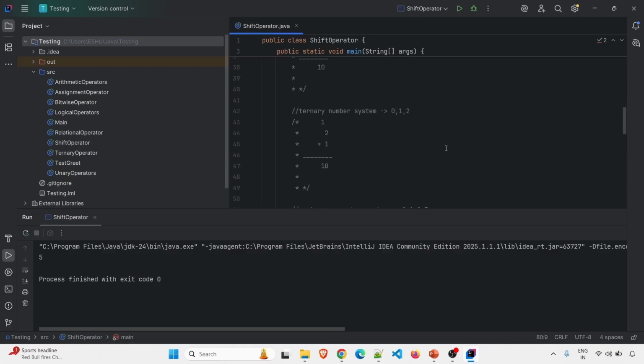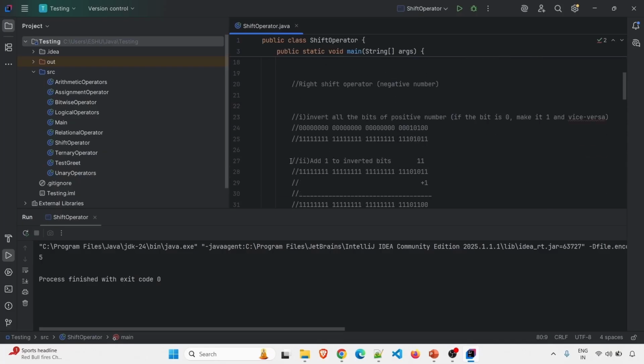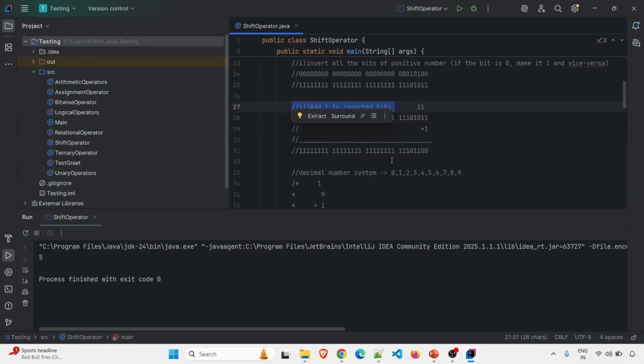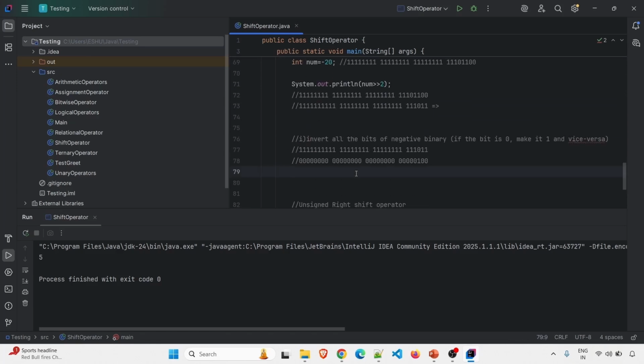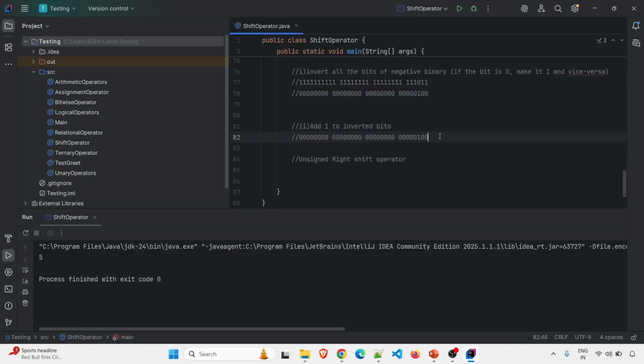Again, we have to follow the second step. The second step is to add 1 to the inverted bits. Now we have to take this inverted bit and add 1 to it. So we will get the output as 0 plus 1 will be 1, and the remaining numbers will be the same since we don't have anything to add. So this will be the same. Now this is the final output.